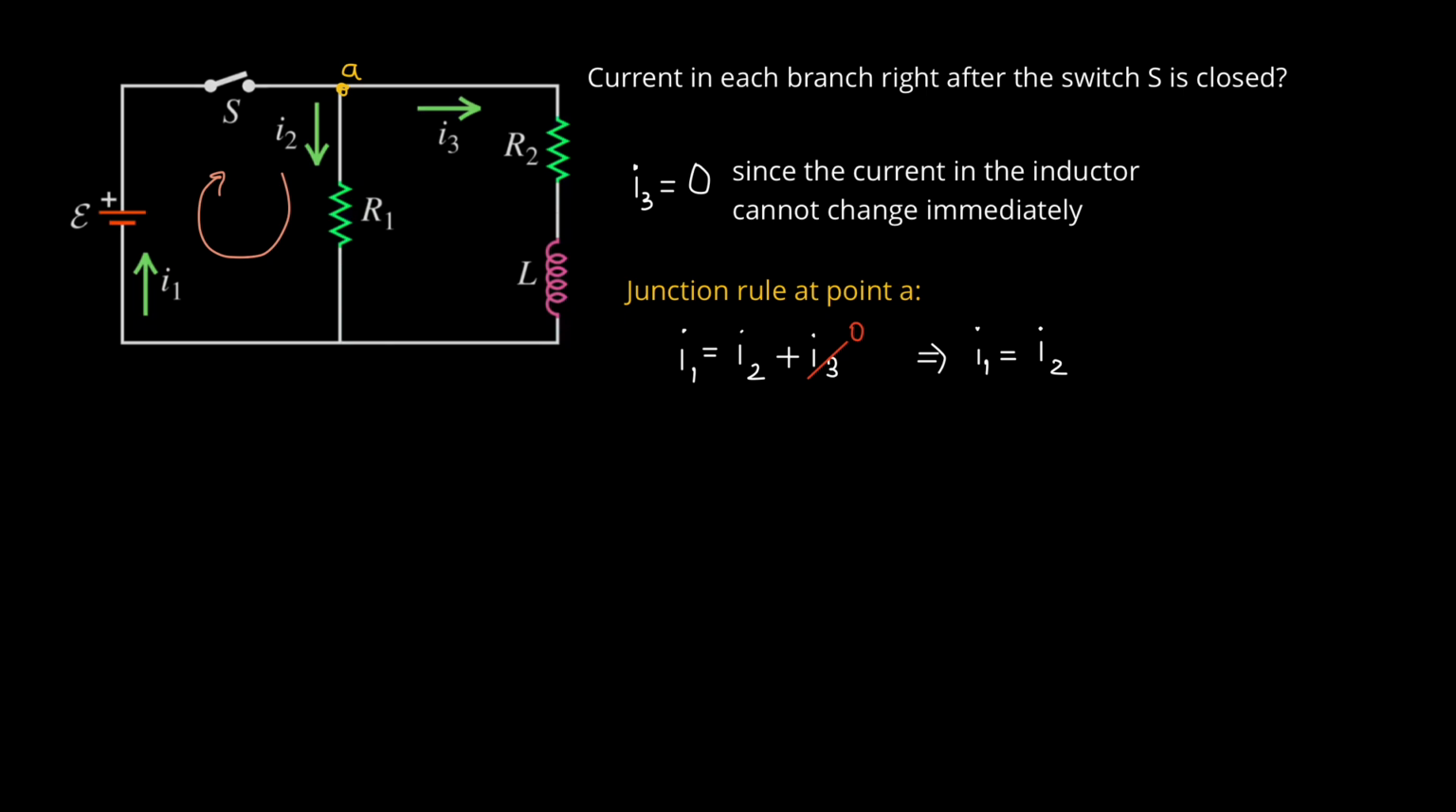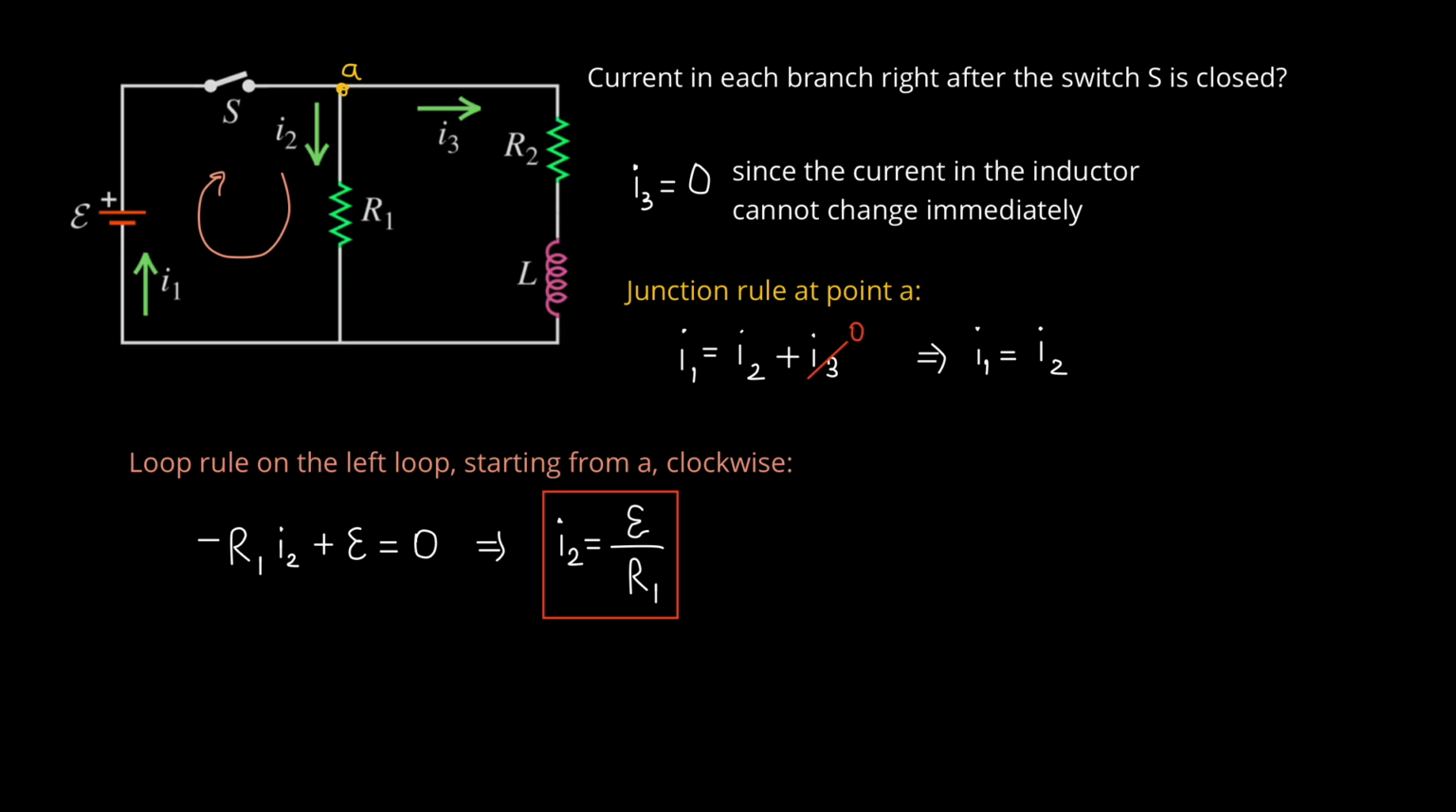So right after the switch is closed, at the very first moment, we only have a single loop circuit, which is the left-hand side loop of the circuit. It's as if the right-hand side is not there yet. We can apply the loop rule on the left-hand side loop.